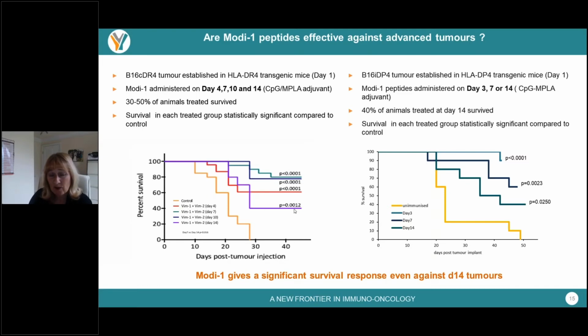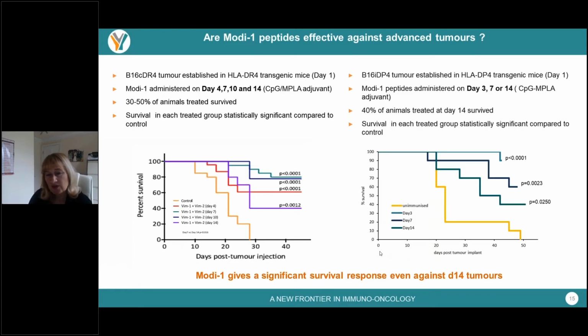And even if we wait till day 14, and that's when some of the animals in the control group have to be culled because their tumors are so large, we are still seeing an anti-tumor response. So this is a fairly powerful immune response that works against even very bulky tumors. And that's true whether we do the HLA-DR4 model or the HLA-DP4 model here. Again, we're still seeing good anti-tumor responses at day 7 and day 14.